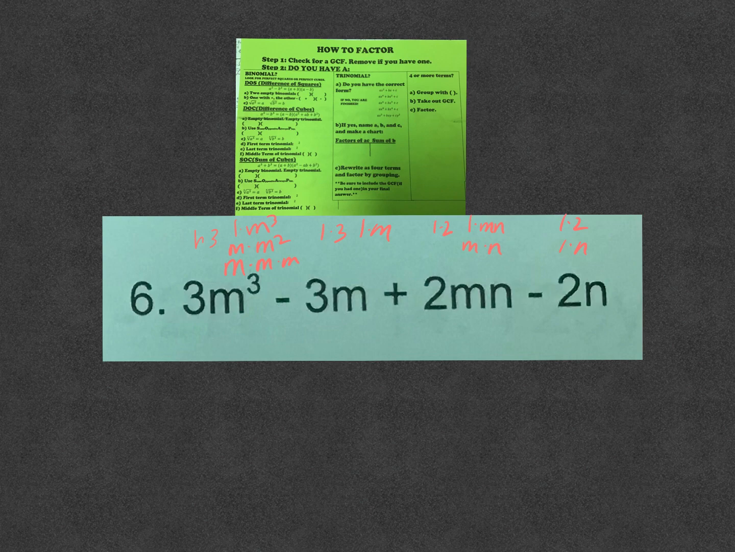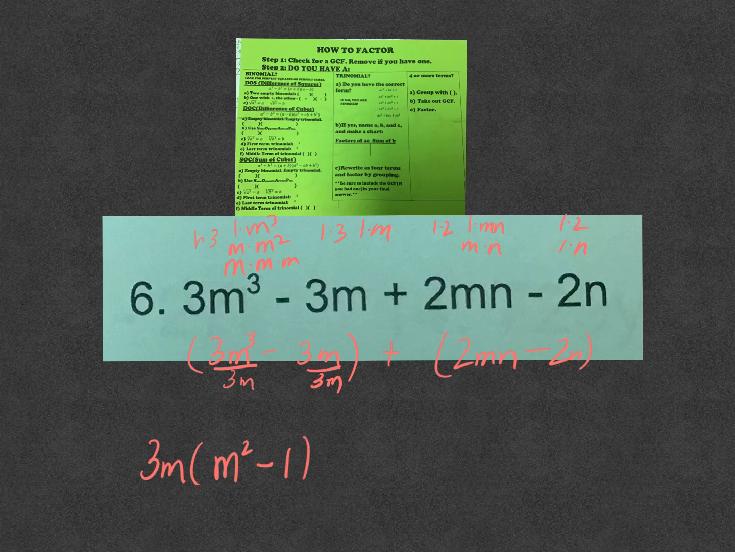And then I just answer my next question. Do you have a binomial, a trinomial, or 4 or more terms? Well, we have 4 terms because we have 1, 2, 3 addition or subtraction symbols. So I'm going to group the first 2 together. I'm going to put a plus sign, group the last 2 together. I am going to take out the greatest common factor of the first group, and that looks like that would be 3m. 3m cubed divided by 3m is m squared. Negative 3m divided by 3m is negative 1.